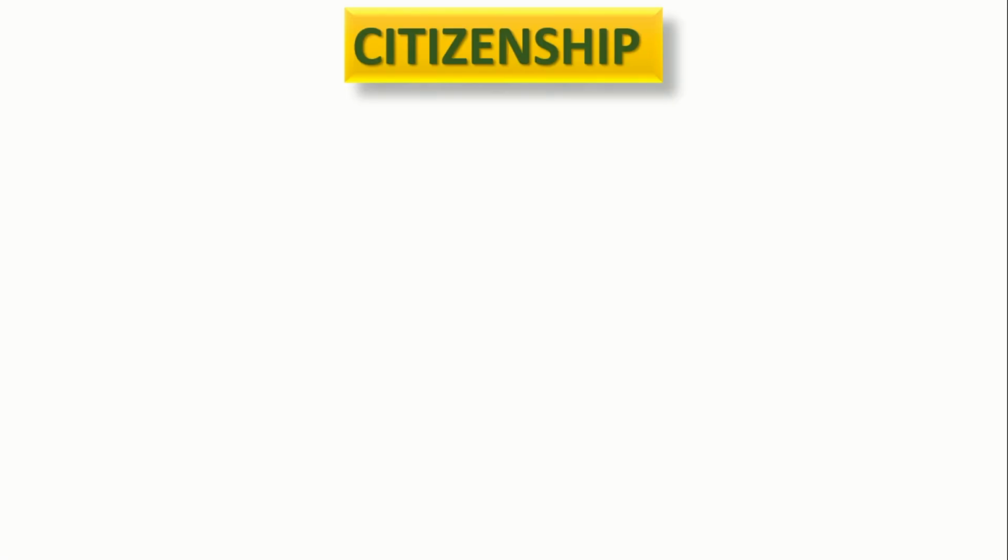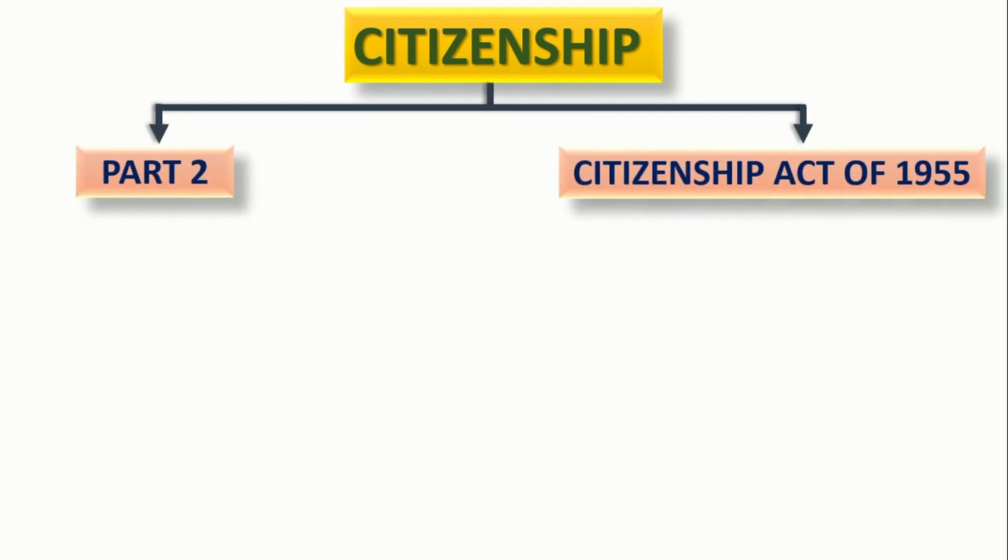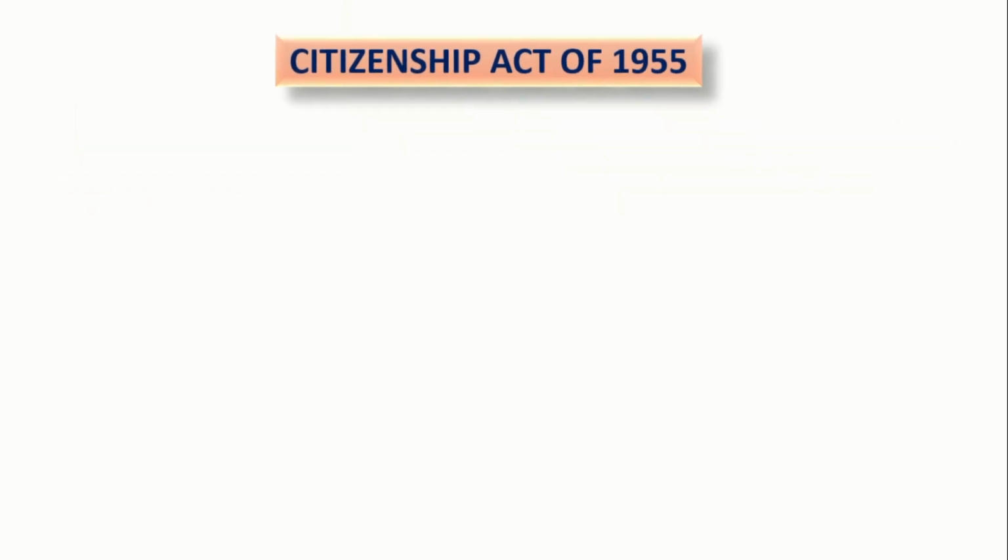In the last video, we saw that information related to citizenship is given at two places: Part 2 of the Indian Constitution and the Citizenship Act of 1955. We had discussed Part 2 with all 7 articles in the last video. In this video, we will talk about the Citizenship Act of 1955.